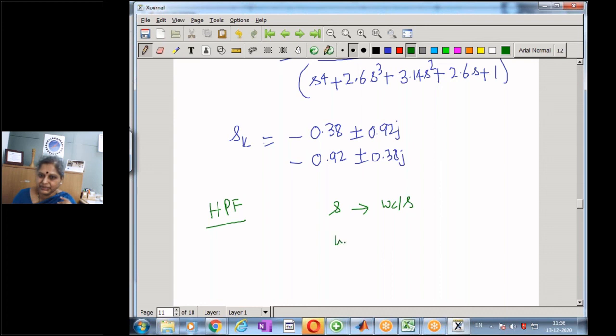And what is omega c in this case? Omega c is given as the cutoff frequency. No, the cutoff frequency is given as 30,000. The 3 dB cutoff is 30,000. So I will now replace s by omega c by s.